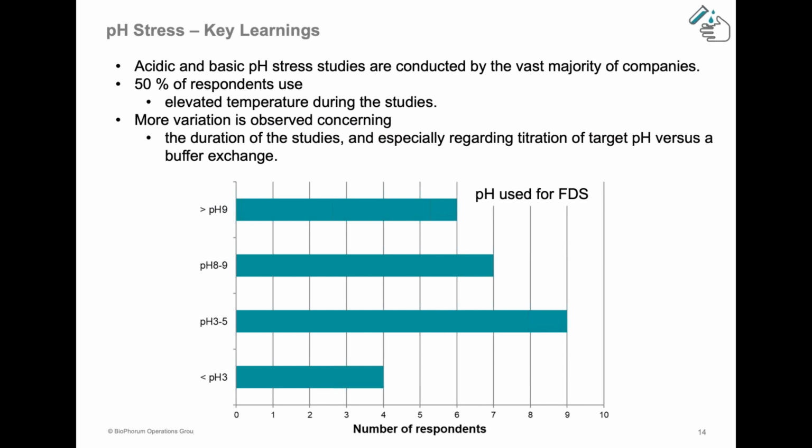The major expected degraded pathway here is aggregation and fragmentation, and correspondingly SEC and subvisible particle characterization are also the main analytical methods employed. Next, Goran will speak to pH stress.